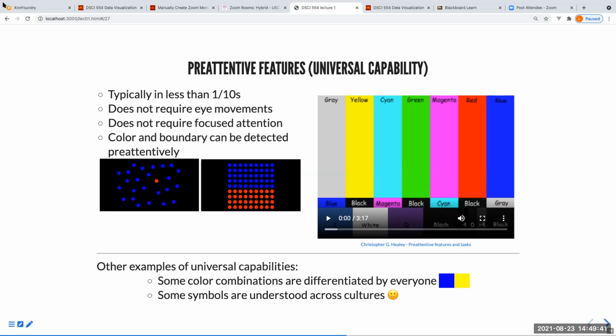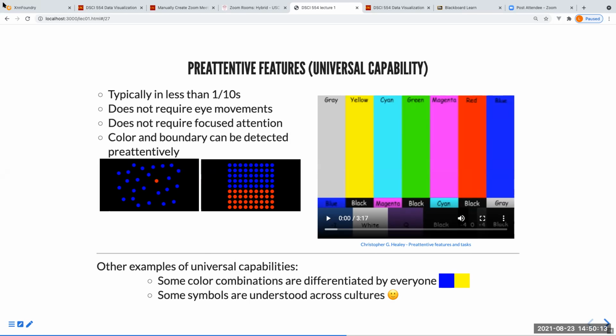Now, these pre-attentive features, you see some of the characteristics on the slides. To detect them, you don't need to start looking around. You can just look at it and you'll see them. They do not require focused attention, which means that you don't need to stare at it for a long time and try to take them in to understand them.